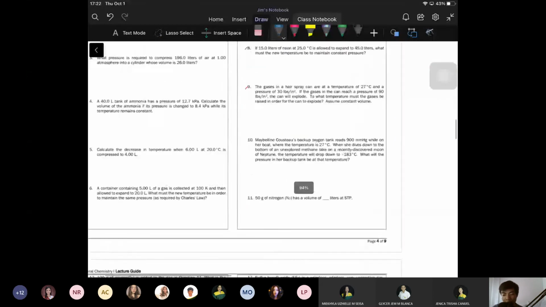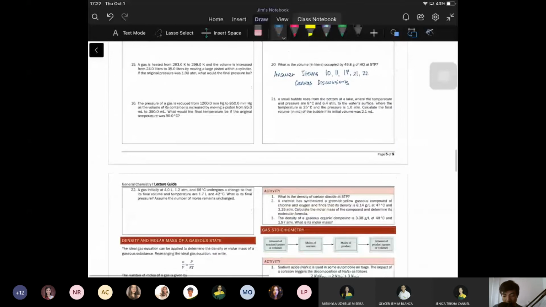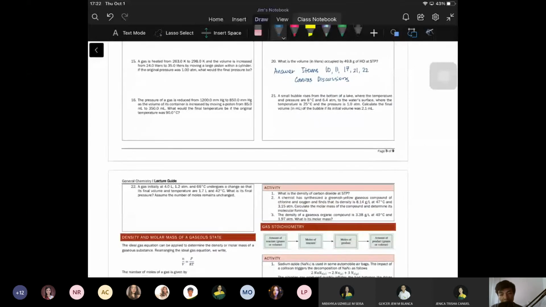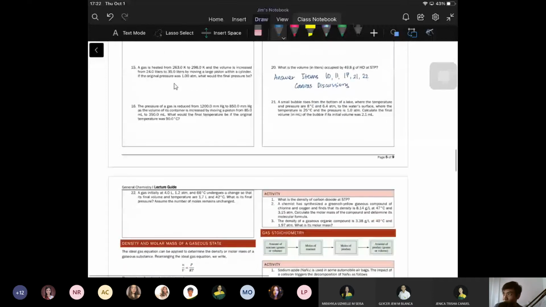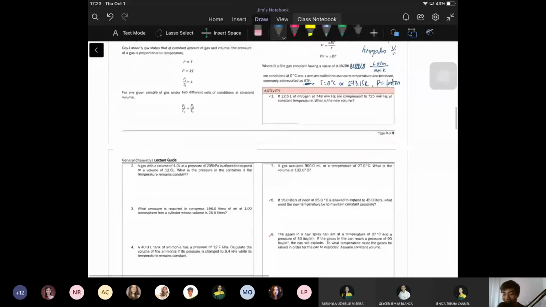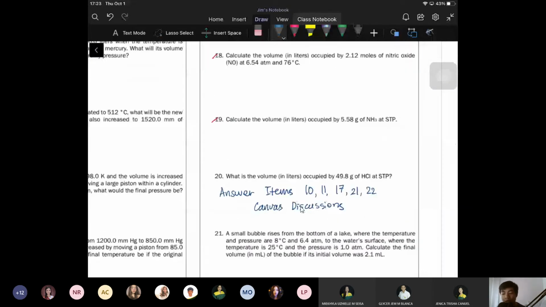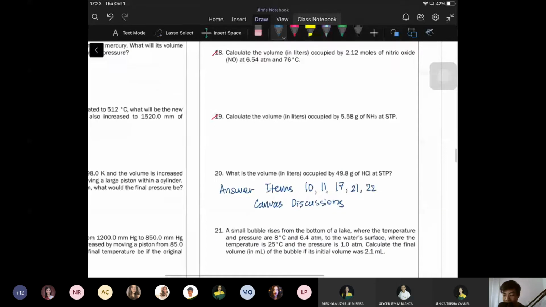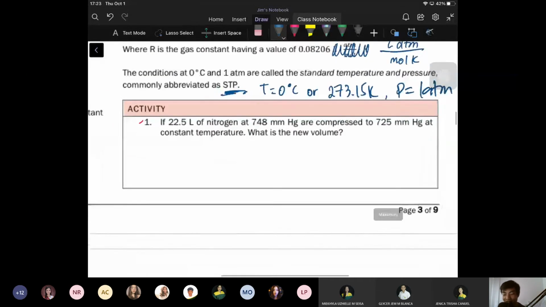Pwede nyo rin sagutan lahat. Kayo bahala. Kung marami kayong time, go lang, no? Actually, you have plenty of time, no? After this, wala na tayong i-discuss. Preparations for the midterm na lang naman, no? Kung marami kayong time, sagutan nyo yung lahat, no? Sige lang. Hindi ko kayo pipigilan. Pero ito yung mga suggested items ko na sagutan nyo, no? Hindi ko pa pala nalagay yung 20. Okay. So, 6 yung sasagutan nyo. Ako 5 lang na. Ganun talaga.